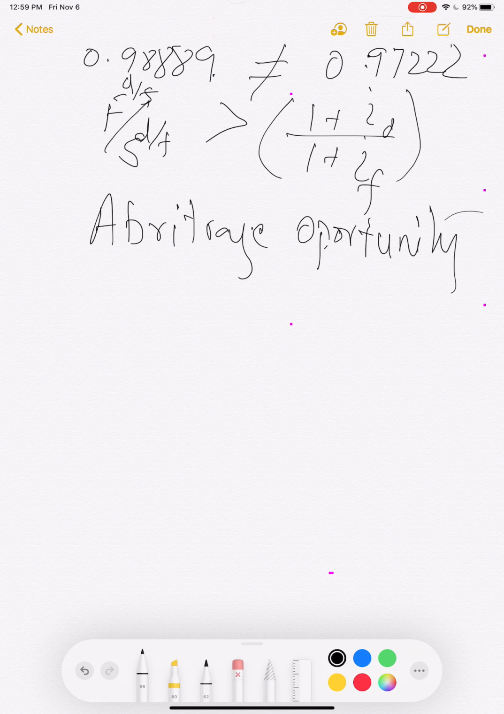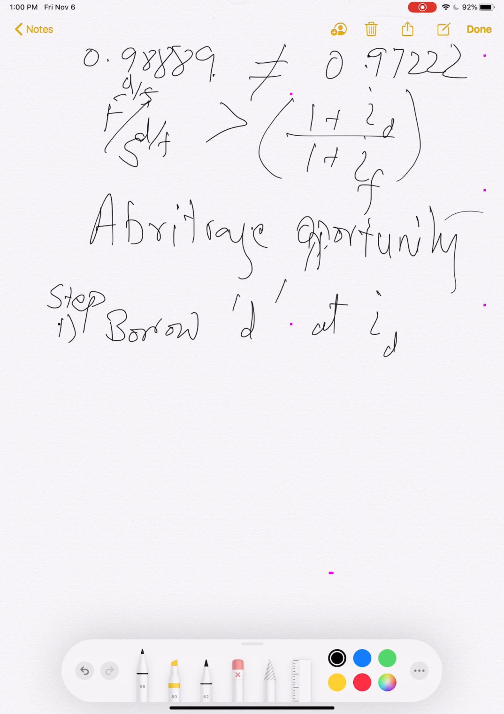Right? So if this arbitrage opportunity is there, then what do we do? We will go with this technique. First of all, in step 1, if I'm talking in generic terms, we will borrow in D units and agree to pay the interest rate ID. This interest rate we will agree to pay.